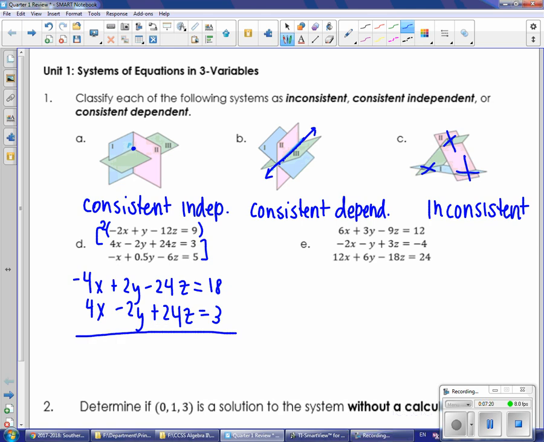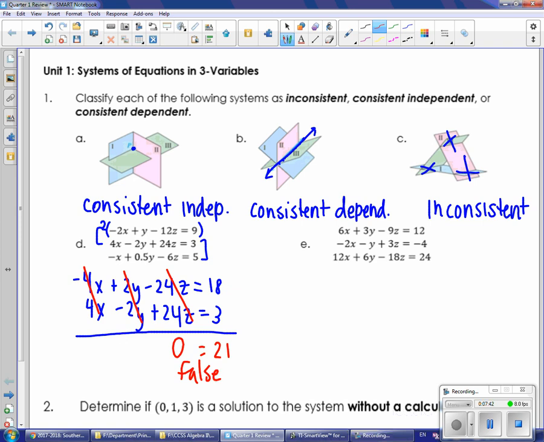a funny thing happens. My x's cancel, my y's cancel, and my z's cancel. When all of your variables cancel, that means you have nothing left on the left-hand side of the equations. And on the right-hand side, 18 plus 3 is 21. Well, 0 does not equal 21. This is a false statement.